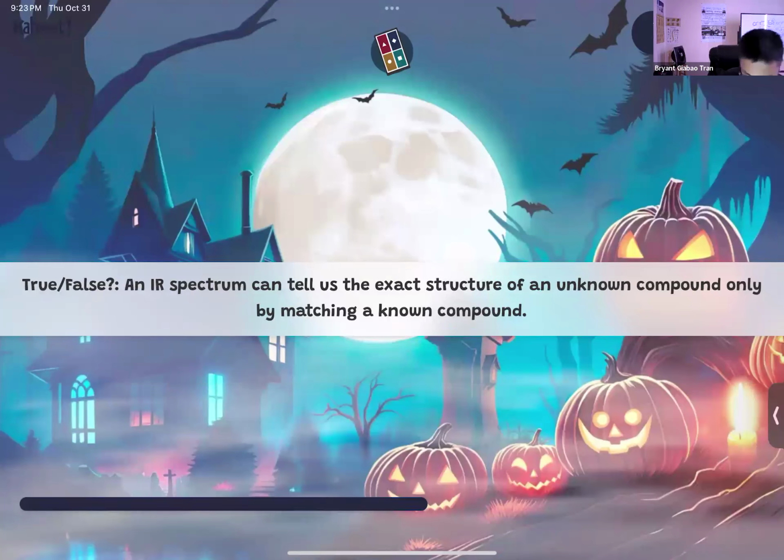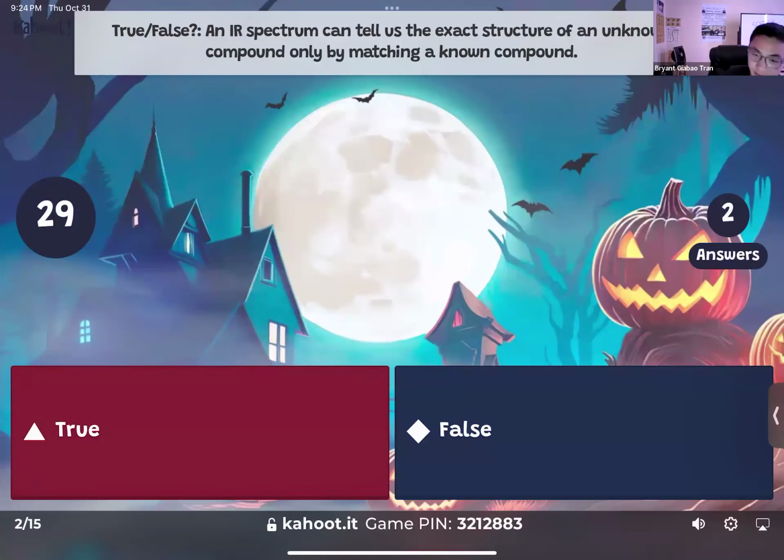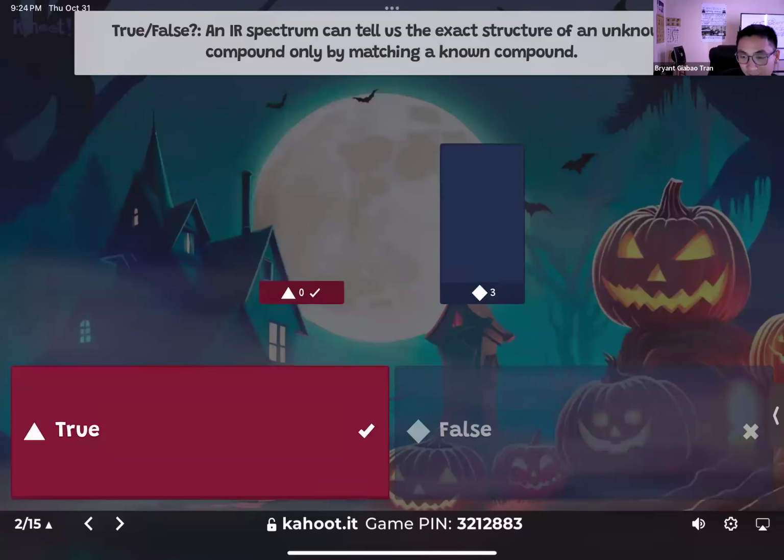True or false: IR can tell us the exact structure of an unknown compound only by matching a known compound. So if you match an unknown compound's IR to another known compound's IR, if they exactly match, can you tell what the unknown one is? Yeah, so for this one, it is true, because if we exactly match the IR, the sharp peaks, the broad peaks, the fingerprint region as well, the jagged peaks, and everything matches, then that unknown compound is our known compound, right? So we know that unknown compound.